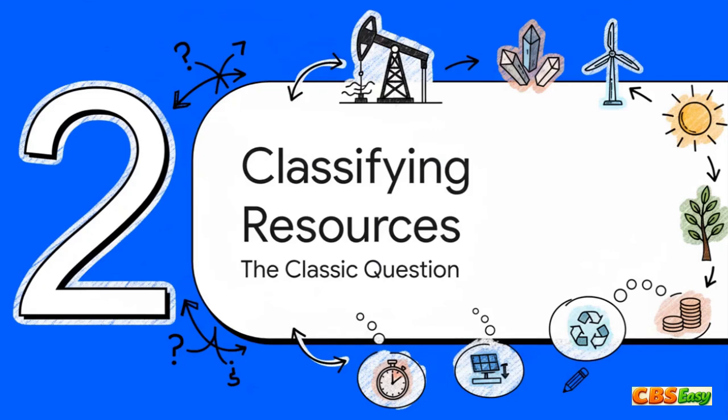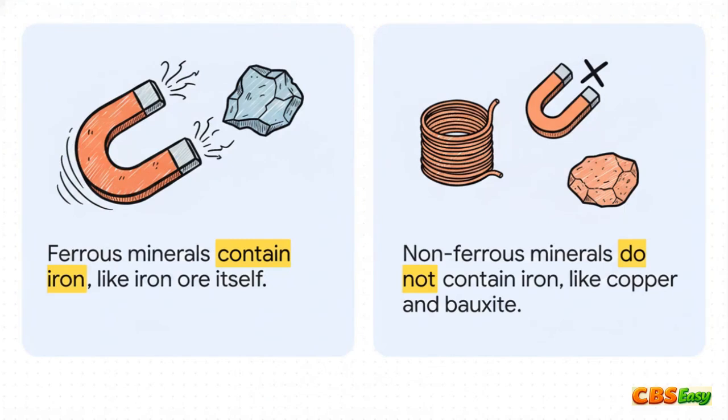All right, let's keep going. This next part builds into another classic exam question. You know, the distinguish between type. I'm telling you, teachers love asking these for short answer questions, so pay close attention. First one, ferrous versus non-ferrous minerals. It's super simple. Ferrous just means it has iron in it. Think iron ore, obviously. Non-ferrous means, you guessed it, no iron. So that's things like copper and bauxite. Seriously, these are easy marks just waiting for you.